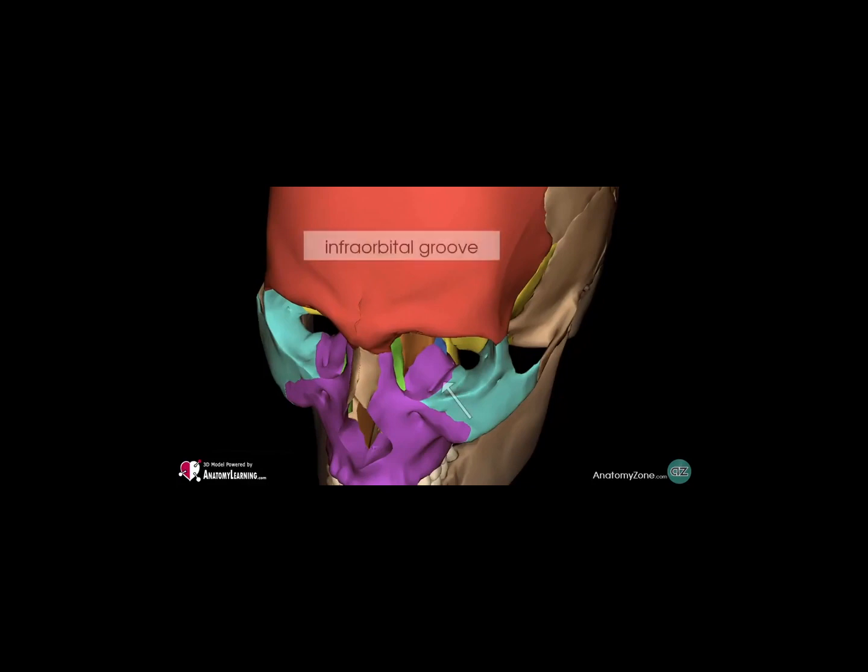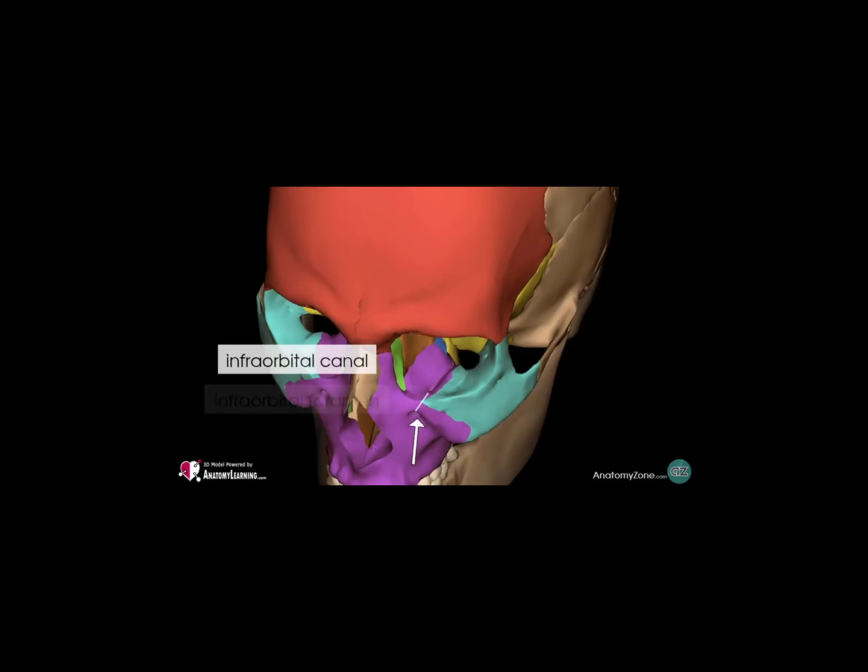The infraorbital groove begins posteriorly at the inferior orbital fissure and passes across the floor of the orbit to connect with the infraorbital canal, which then opens up onto the face via the infraorbital foramen. So that's the anatomy of the bony orbit.